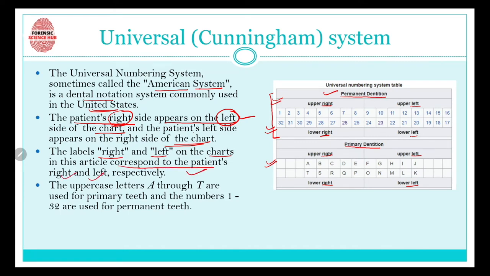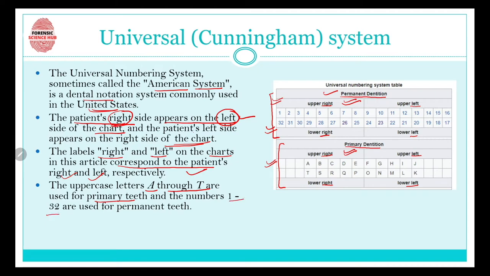So in Cunningham system, both alphabets and numbers are used. For permanent dentition we use numbers and for primary dentition we use alphabets. The uppercase alphabets A through T are used for primary dentition. If we talk about the primary dentition or the deciduous dentition or the teeth that arrive first, then there are alphabets used ranging from A to T, whereas for permanent dentition numbers are used ranging from 1 to 32.